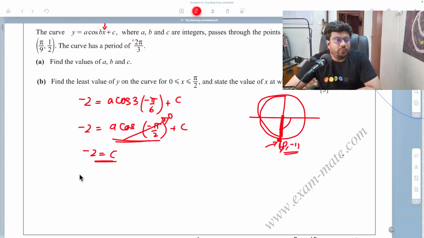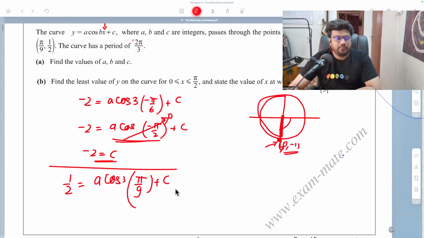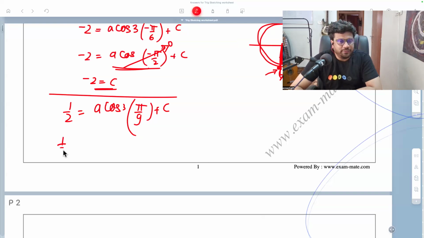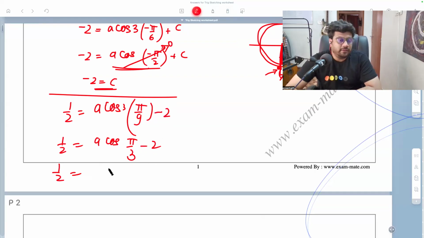Okay. Now we go take another point. y is 1 by 2 when x is pi by 9. There it is. 1 by 2 equals a cos of pi by 3 plus c. Well, I know, oh, c value I've already obtained. It's minus 2, so I don't need to continue with c there. Now, here we are.